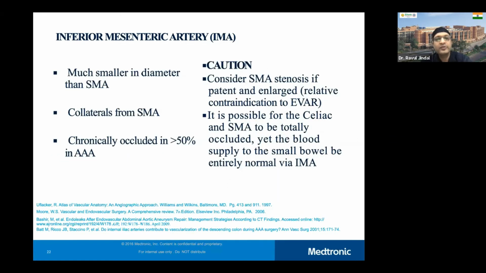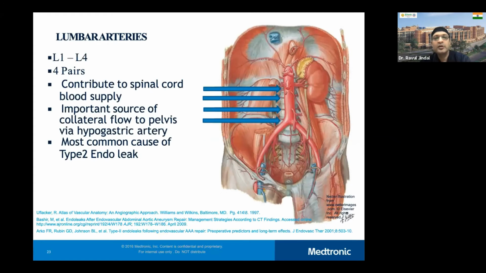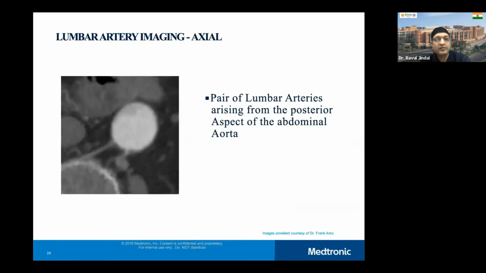Inferior mesenteric artery is much smaller in diameter. So normally, if you look into abdominal aortic aneurysms, it is chronically occluded in more than 50% of the patients. Coming to the lumbar arteries, there are 4 pairs. They arise from L1 to L4, and they contribute to spinal cord blood supply. And it's a very important source of collateral flow to the pelvis by the hypogastric artery. This is also one of the most common causes of type 2 endoleak once we put in the stent.